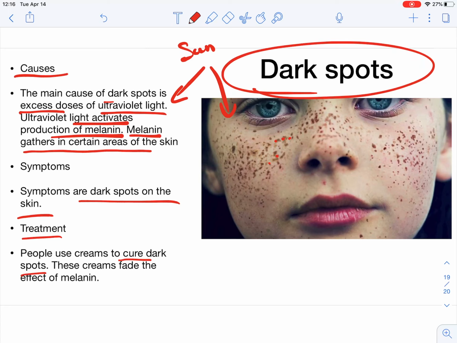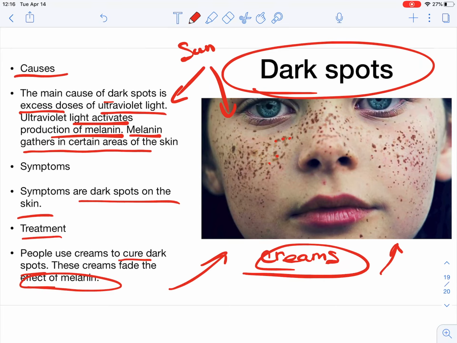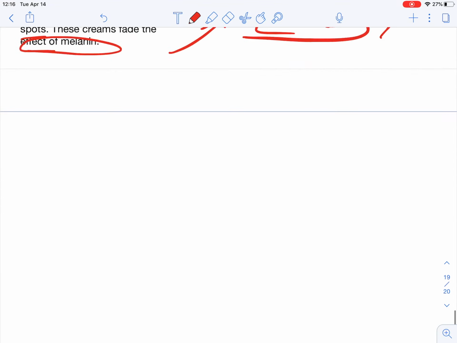Symptoms: dark spots on the skin. Treatment: people use creams to cure dark spots. These creams fade the effect of melanin. It means you use some creams that make your skin lighter.